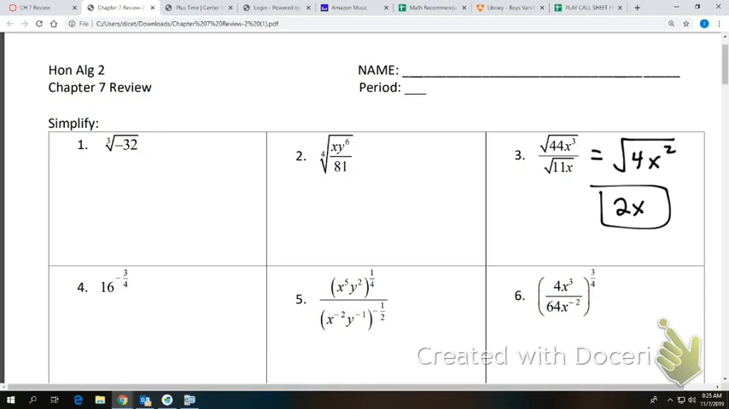A lot of these you're not going to have a calculator for. Look at number 4. This is totally not a calculator problem. The majority of your test is non-calculator, then you get some at the end that are calculator.